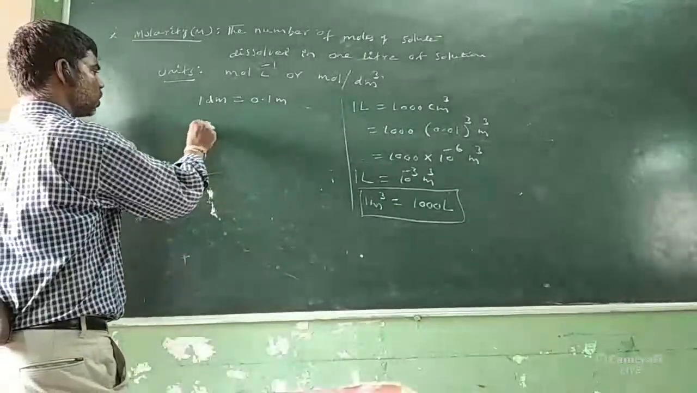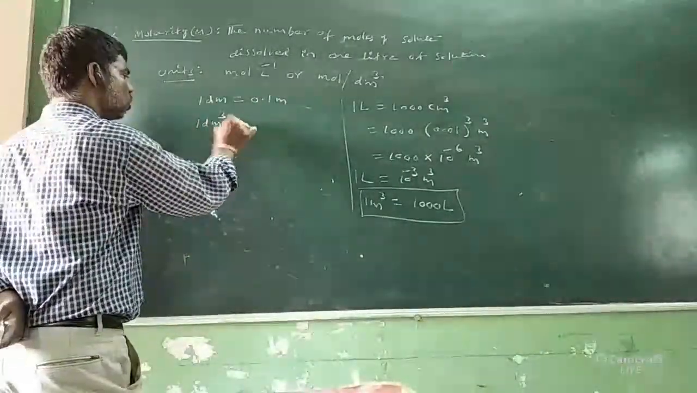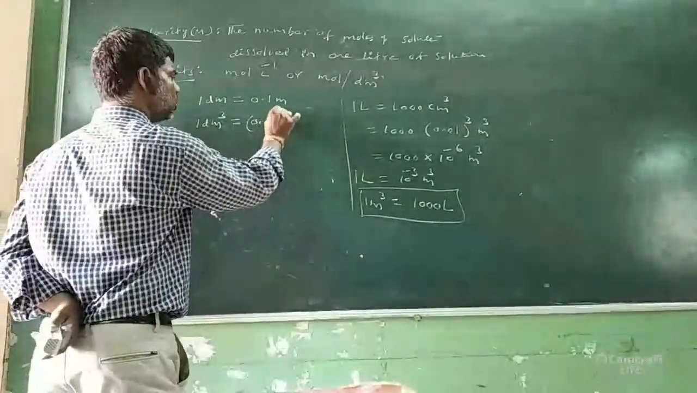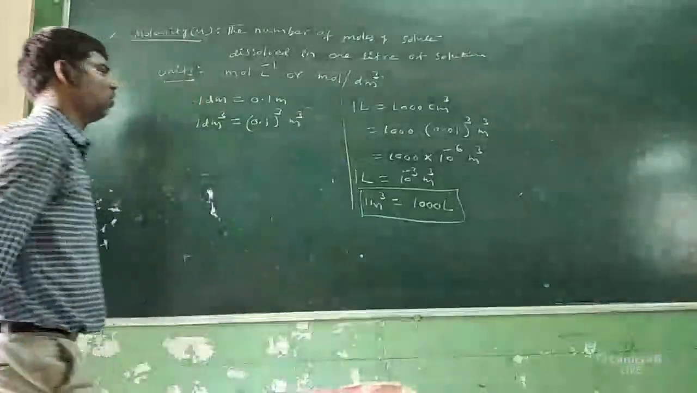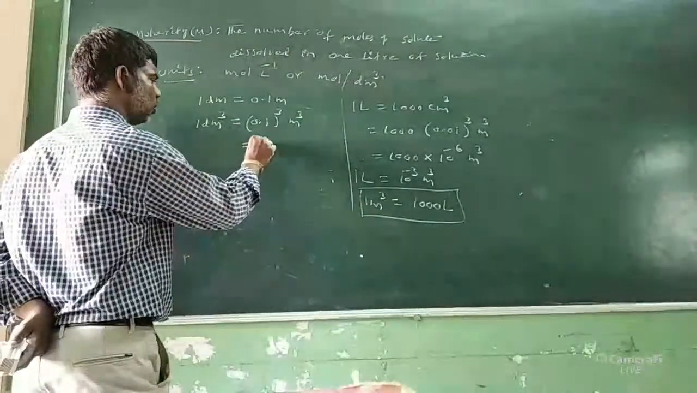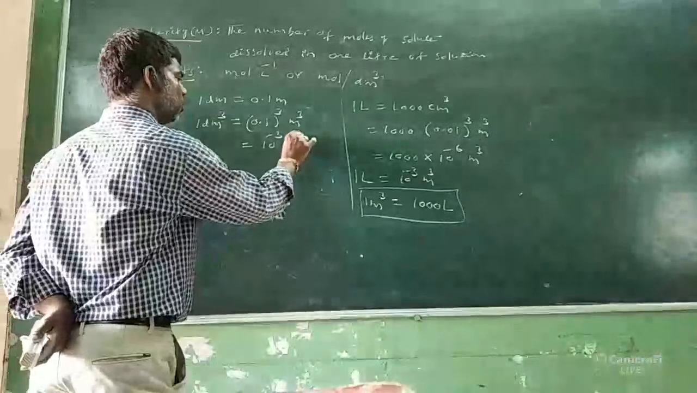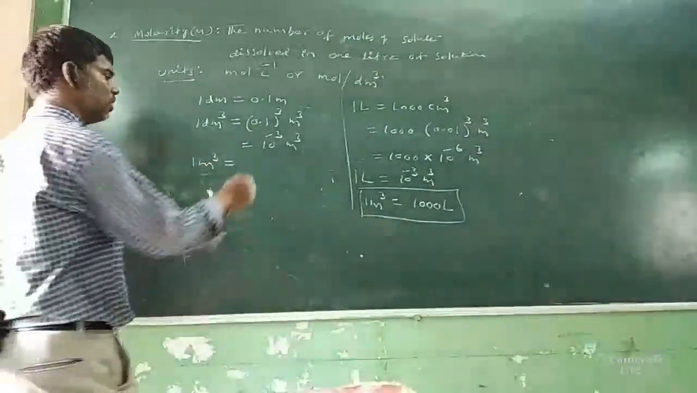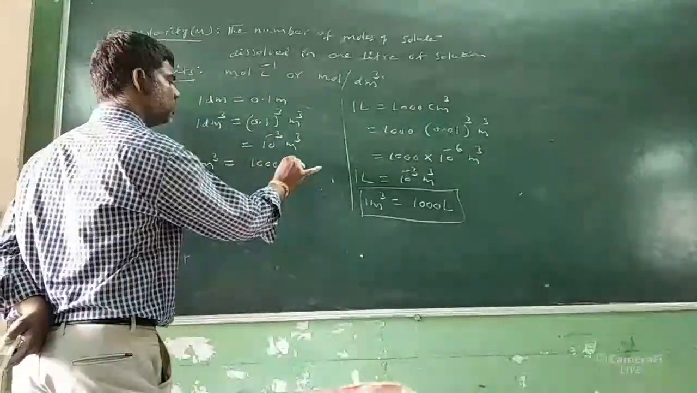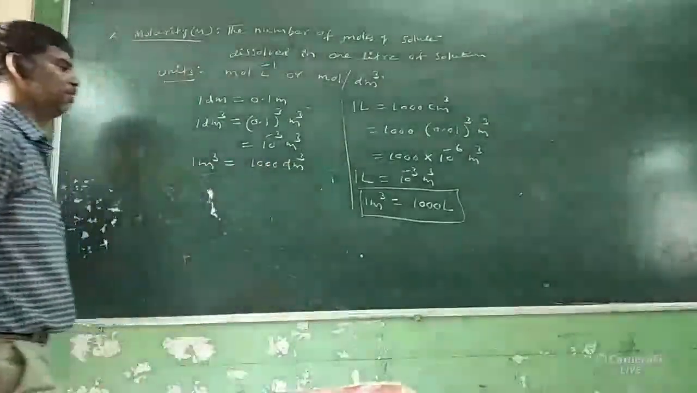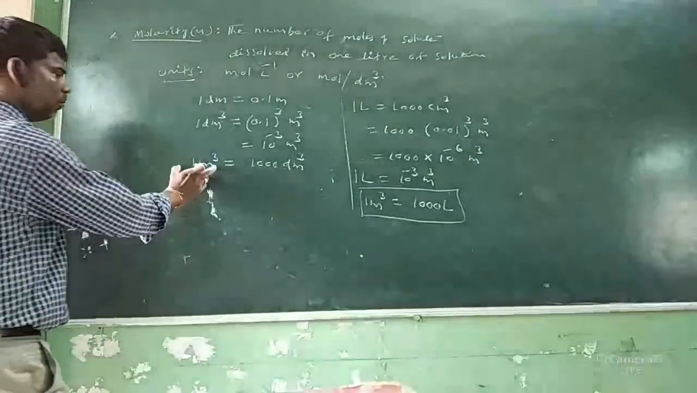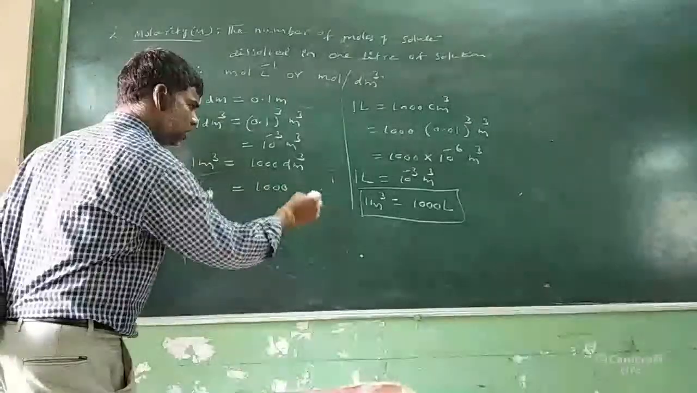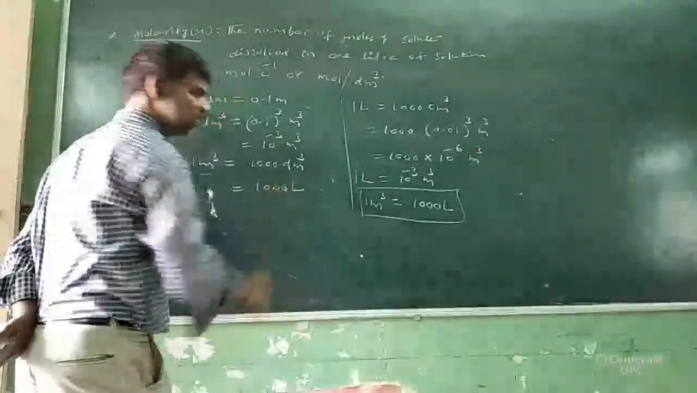So 1 decimeter cube is equal to 0.1 whole cube into meter cube. So we have 1 decimeter cube equal to 10 power minus 3 meter cube, where 1 meter cube is equal to 1000 decimeter cube. So 1 meter cube equal to 1000 decimeter cube, that is nothing but 1000 liters.